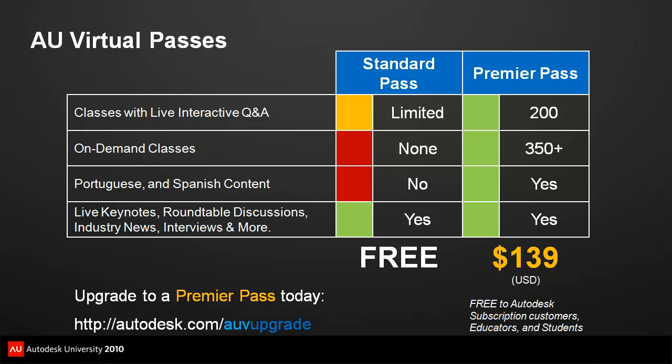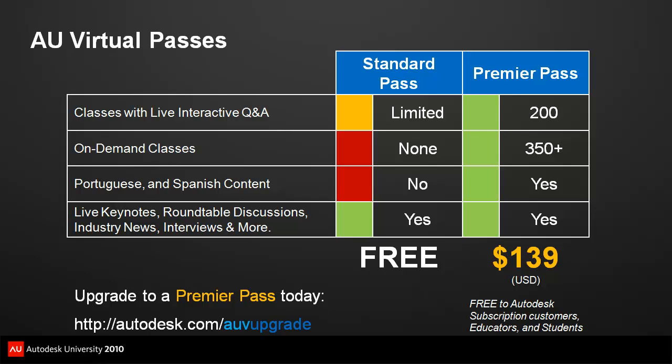So it's also worth mentioning that Autodesk subscription customers, educators, and students can get an AU Virtual Premier Pass for free. You don't have to pay the $139. So in order to qualify for those free Premier classes, students and educators must be members of the Autodesk student community, and subscription customers will need to have their serial number or agreement/contract number available during registration.